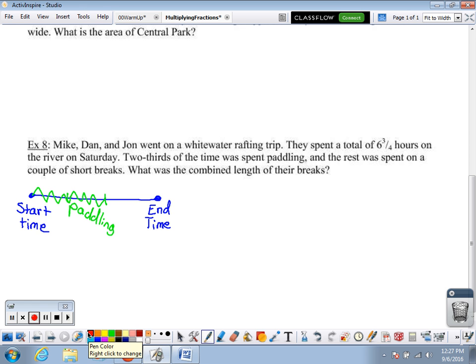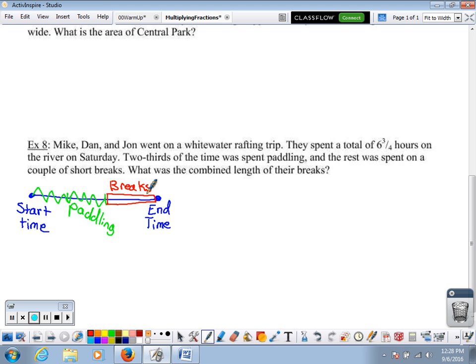Okay, and then the rest of the time they spent taking breaks. So red for stop. Now, they didn't take a big long break at the end. They took a bunch of short breaks in the middle. But we're just going to lump all the breaks together at the end and all the paddling together at the beginning. Okay? So this is what the trip looks like. Now keep in mind, we're not talking about any distances that they've gone. It's all about time. The whole thing is time.